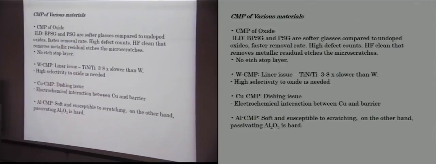Because you have a lot of acid or alkaline solutions inside when you are doing the metal etching, that could induce some electrochemical reactions between the copper and the barrier. So you need to be careful of that and things like that. And these are just an illustration of a couple of problems that could happen.